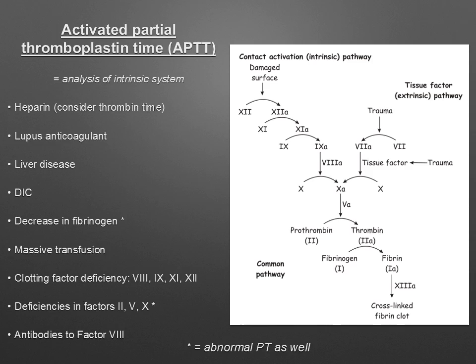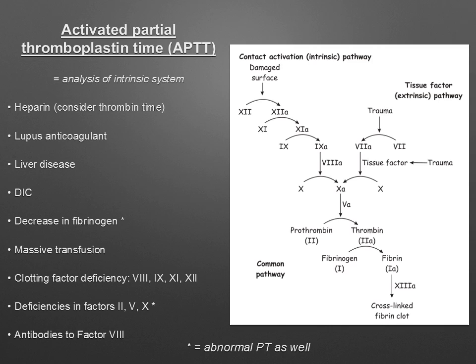Activated partial thromboplastin time, or APTT, is the analysis of the intrinsic system, and in the ICU heparin is going to be the most common cause of this. We've also got other causes in a decreasing order of frequency. If you're concerned about the heparin, we can also look at the thrombin time, which is the time that plasma takes to clot after adding a solution of thrombin to the plasma. So we know that thrombin time is going to be prolonged by heparin, but not by deficiency of clotting factors. So that can help you analyze that.